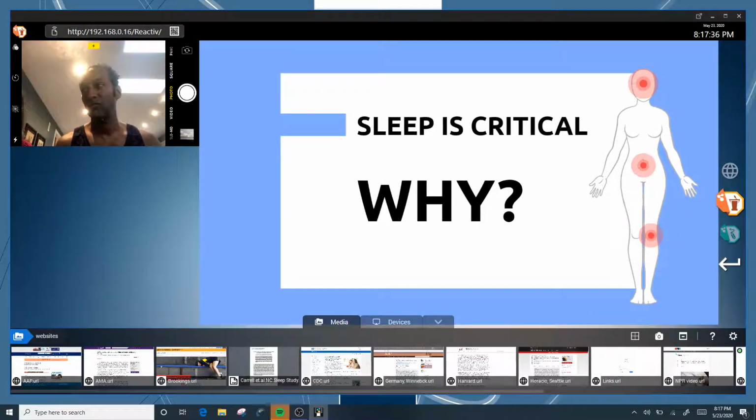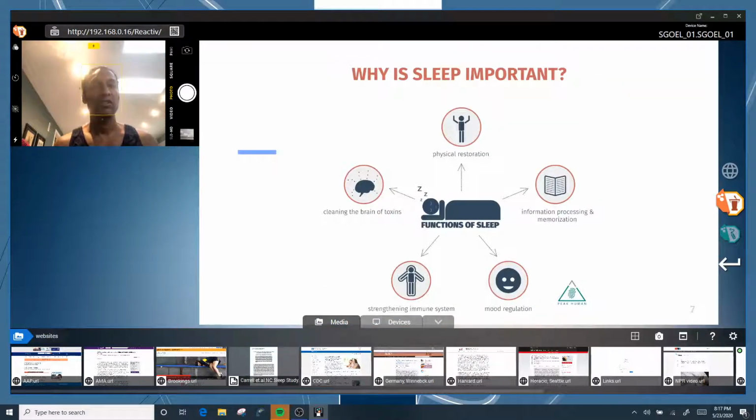So why is sleep critical? Sleep is critical for a number of things that we know. First of all, when you sleep, the brain actually goes through about 4 different stages, and these stages are very important for information processing and memorization. Basically, taking in what happened the previous day and incorporating that into your brain so you can learn from that, and then getting your brain ready for the next day.